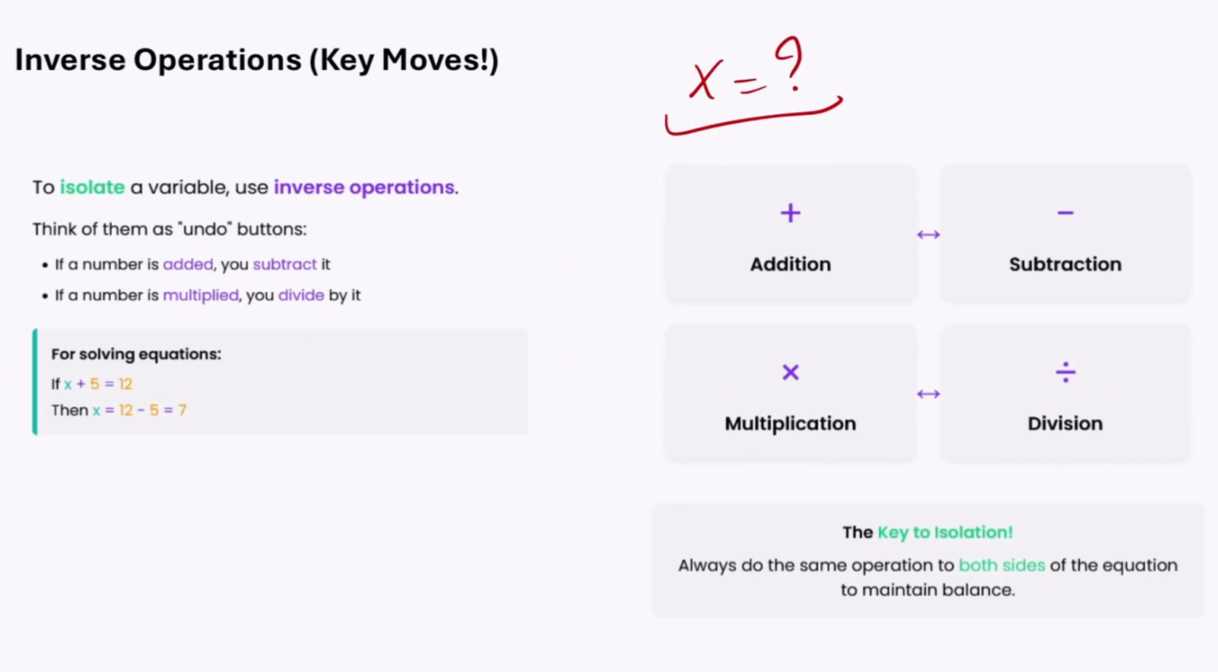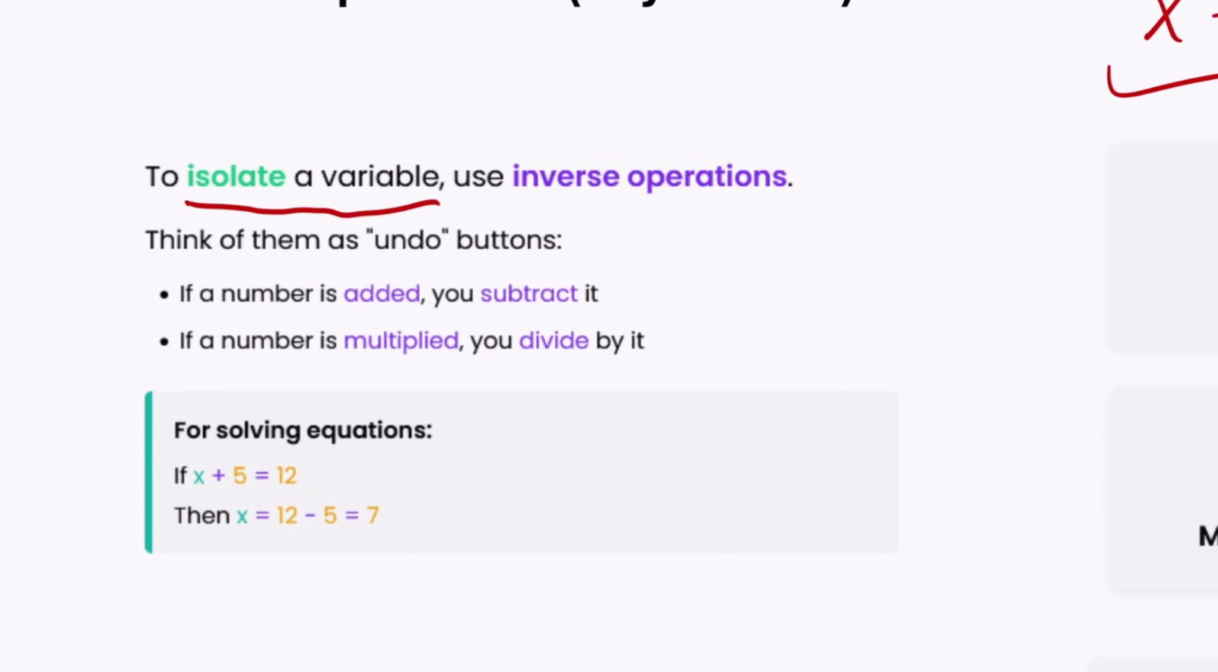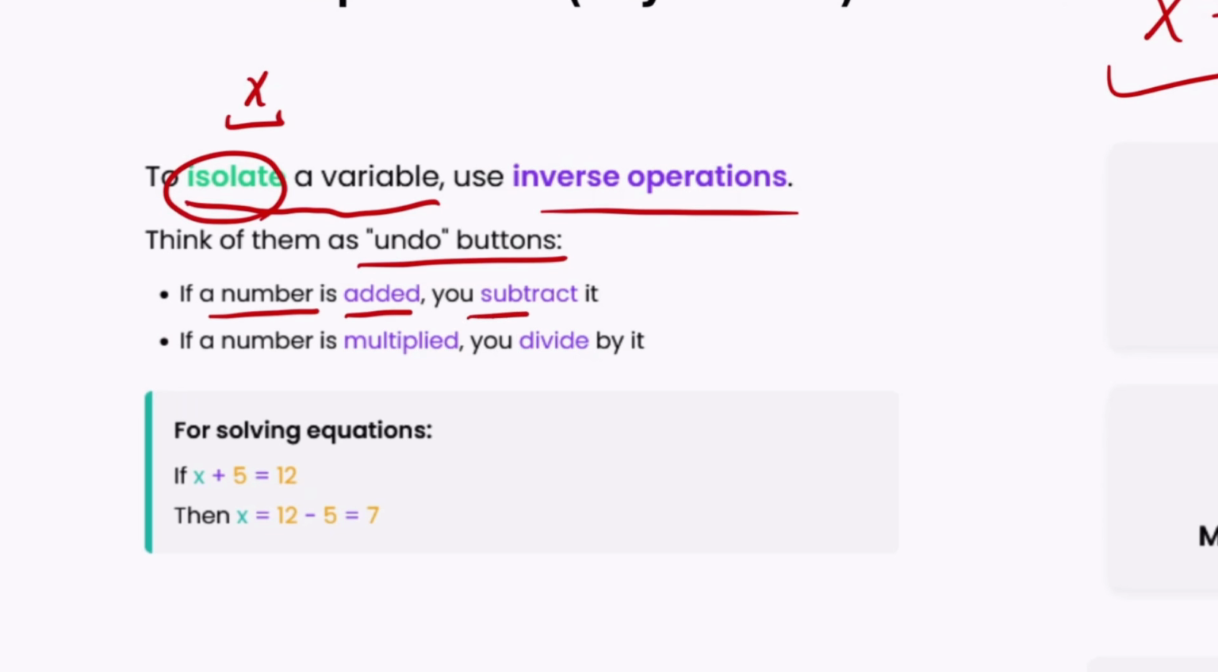So let's see. First of all, let's talk about inverse operations, which are the key moves. What does that mean? If you would like to isolate a variable, as I mentioned, we have to keep our unknown, which could be x, y, z, whatever, isolated on one side. To isolate a variable, we have to use inverse operations. It means that we have to undo something. If a number is added, you have to subtract it. And if a number is multiplied, you have to divide by that number.